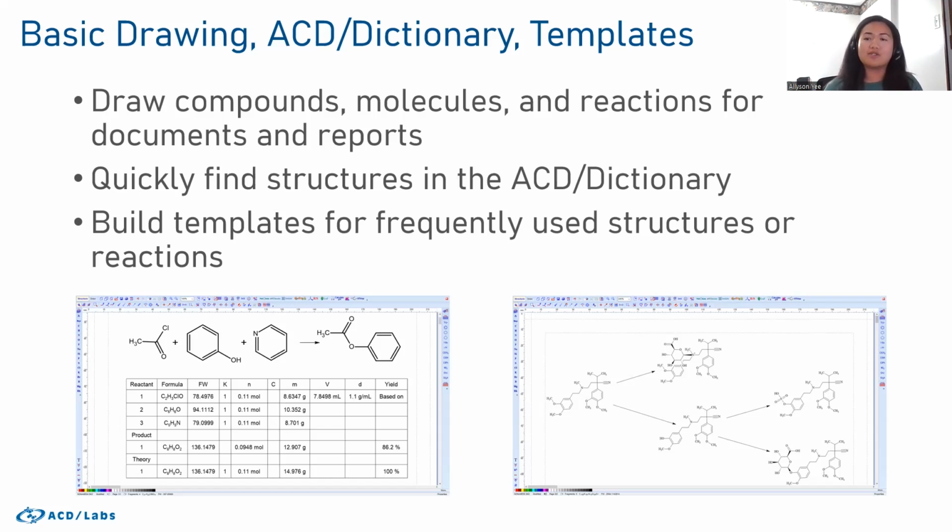But ChemSketch also has this really nifty thing called the ACD dictionary. The dictionary is a tool that hosts, I believe, over 170,000 different compounds at this point, that you can search through by a variety of different names. So you can just click the button, type in whatever you're looking for, and it will generate that structure for you. ChemSketch also has a great number of templates.